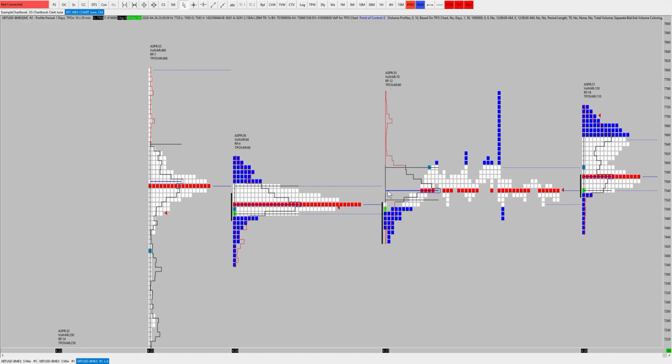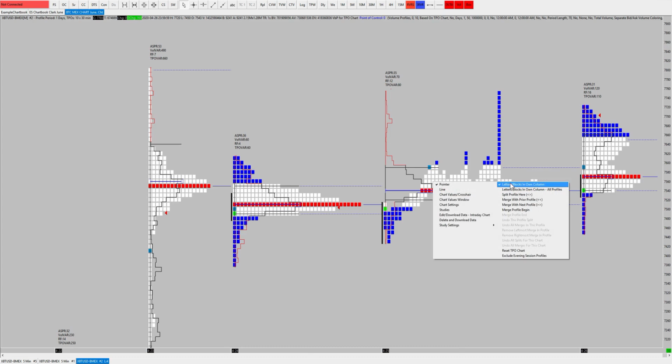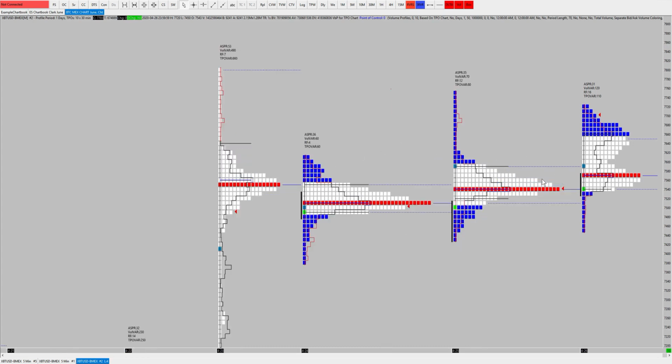From there, we see that I have a point of control for the volume profile as well. So the TPO point of control on the TPO chart is this line right here, and this is the point of control for the volume profile, which is where most of the volume was transacted. From here, you can see that I also have lines extending. The lines extending from these charts are going to show me moving forward where these value areas are for both the TPO chart and the volume profile chart as well.